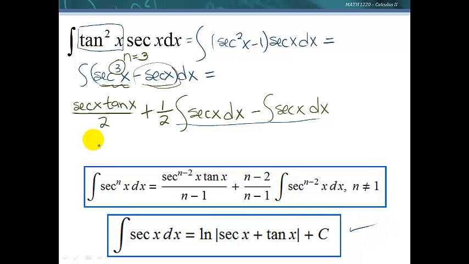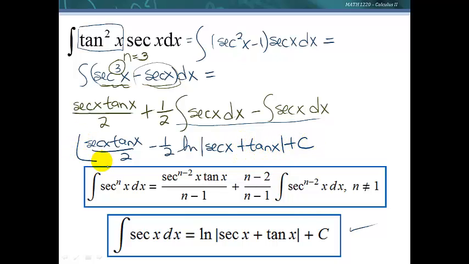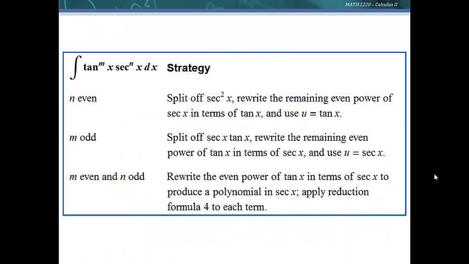So it looks like our final answer is going to be secant x tangent x over 2. Combining these would be minus a 1/2, and then applying this would be natural log of absolute value of secant x plus tangent x, plus our constant of integration. And of course, instead of writing this over 2, we could put the half out in front if we wanted to. So let's summarize.